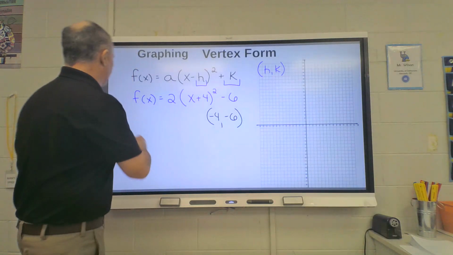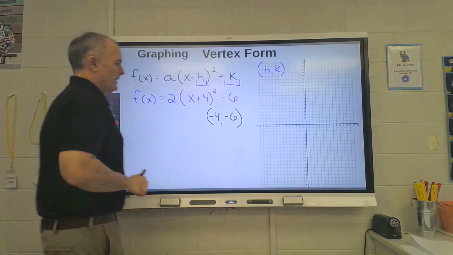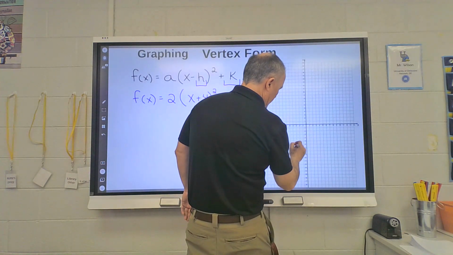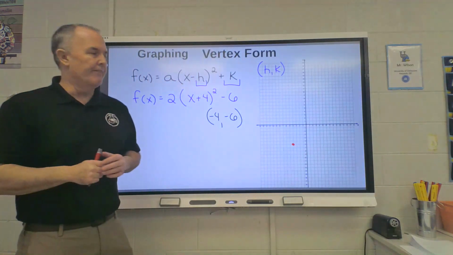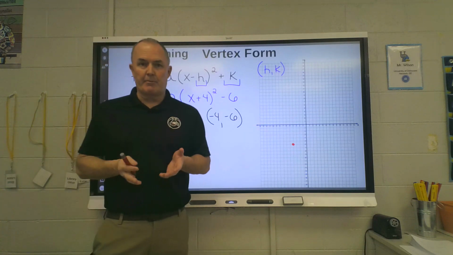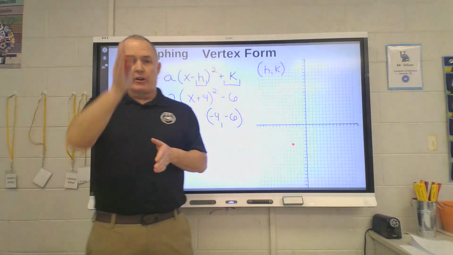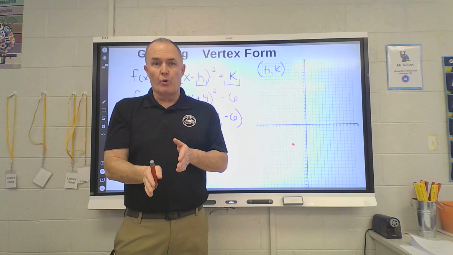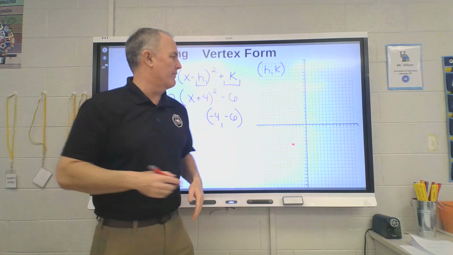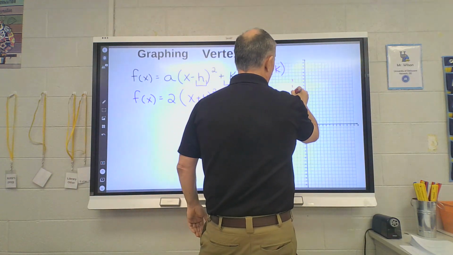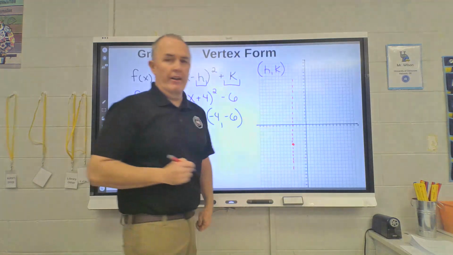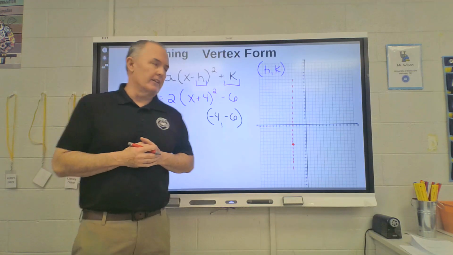So we're going to go ahead and plot that on the graph. I'm going to go to negative 4, negative 6, and plot my vertex. All right. Now, when we have a quadratic, we have something called the axis of symmetry. The axis of symmetry is a vertical line which goes straight down through your vertex. It divides the parabola, the shape of the graph, evenly in half. So for purposes of graphing this, I'm going to draw in my axis of symmetry because it's going to help with graphing later.